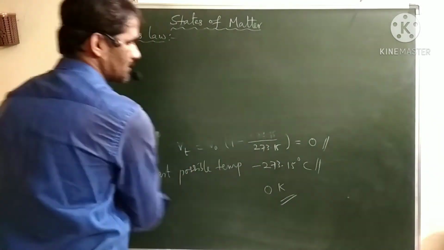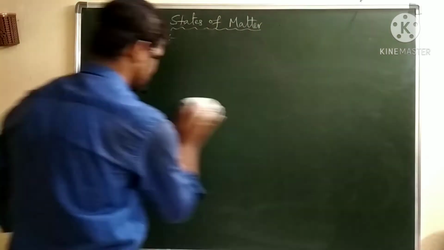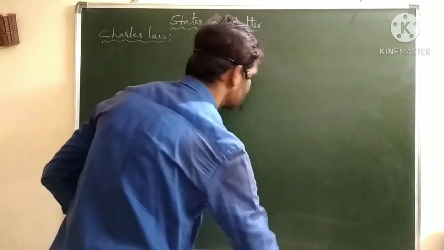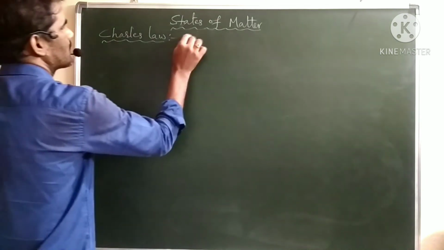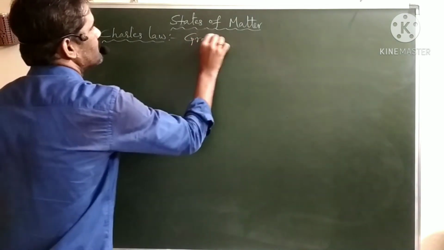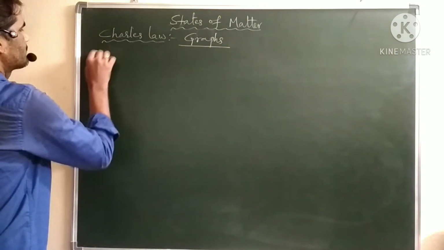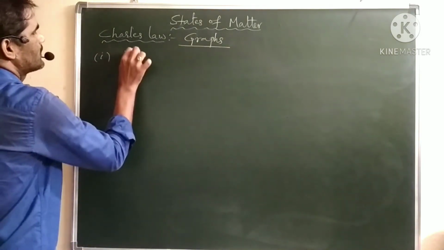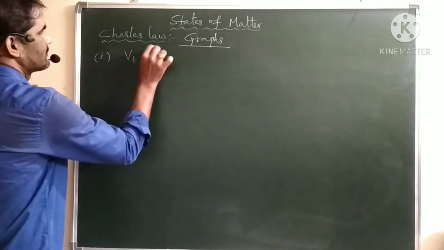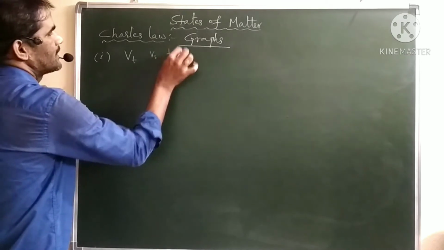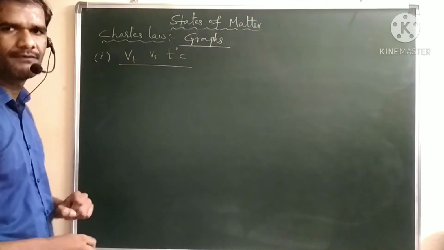Now we will take some graphical representations here. The graphs for Charles law. Here the first graph: volume of gas with respect to temperature T in degrees Celsius, volume versus T in degrees Celsius. What kind of graph will we get?